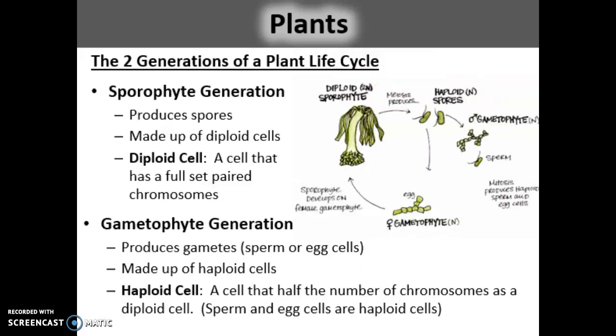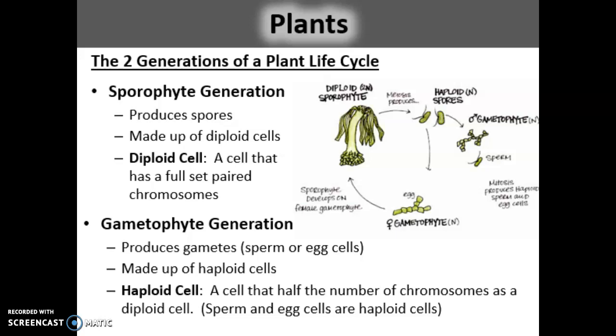So a little bit more about these two generations of the plant life cycle. The sporophyte generation is named the sporophyte generation because it uses spores for reproduction. Now, it's always made up of diploid cells. A diploid cell is defined as a cell that has a full set of chromosomes. Right? So if you look at our cells, we're almost entirely made up of diploid cells, which is for us a cell that has 46 chromosomes.